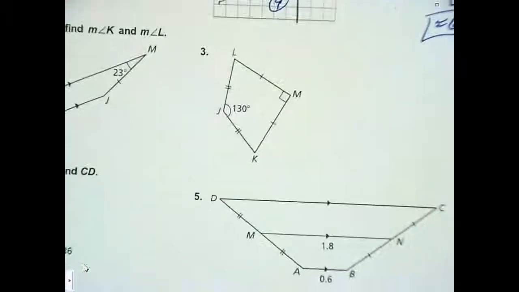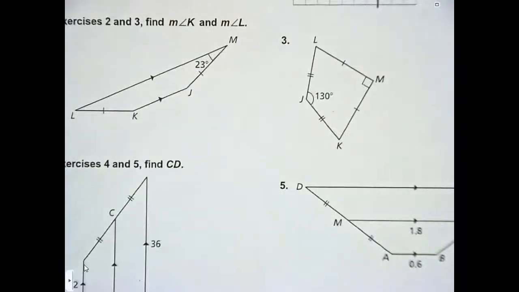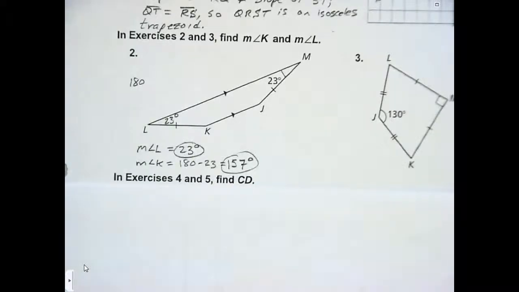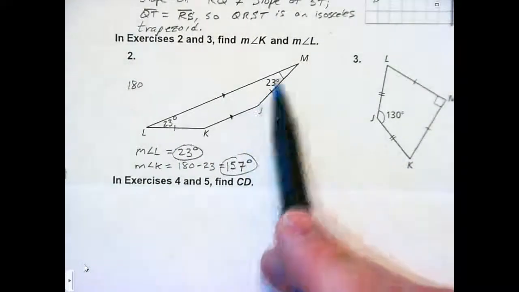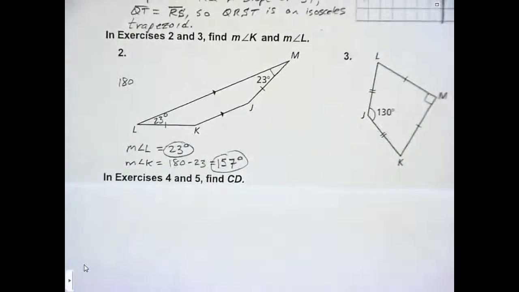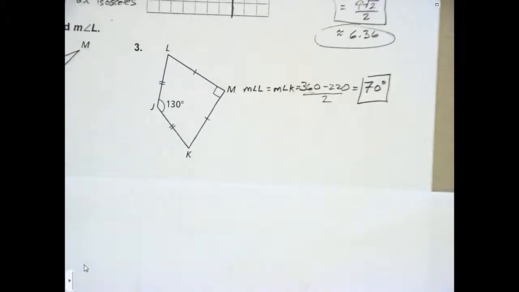Okay. I want everyone to try numbers 2 and 3. Tell your neighbor what you got. Okay, number 2, 23, 157. Remember, these have to add up to 180 because they're supplementary angles. How about number 3? Yeah, 70 and 70. Both are 70. Good. They're congruent. Questions on 2 and 3.